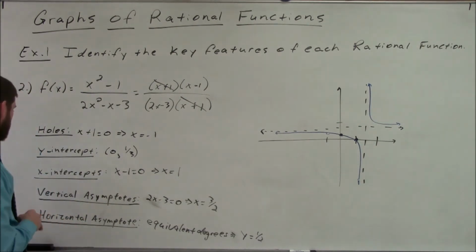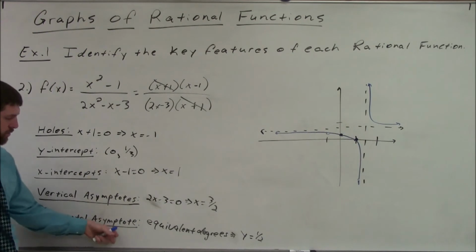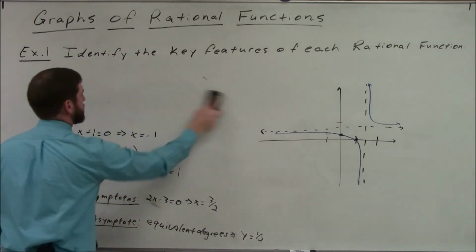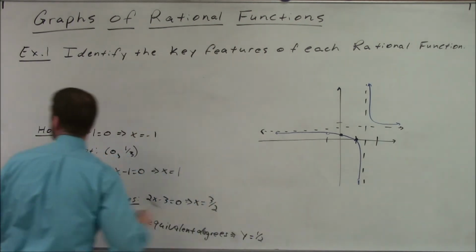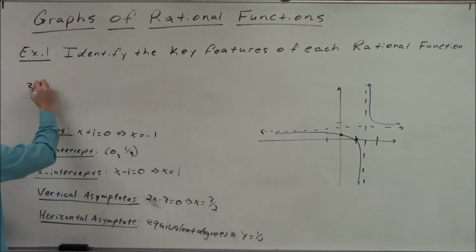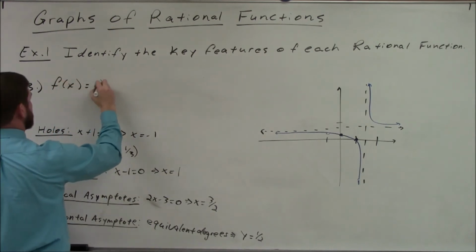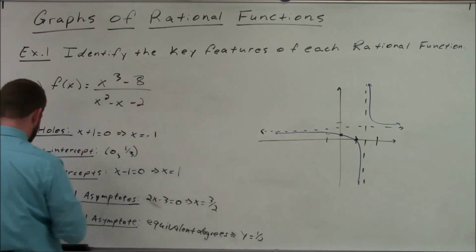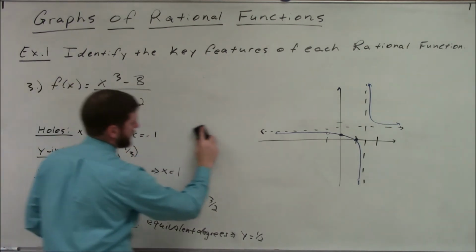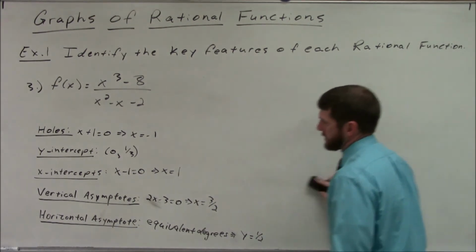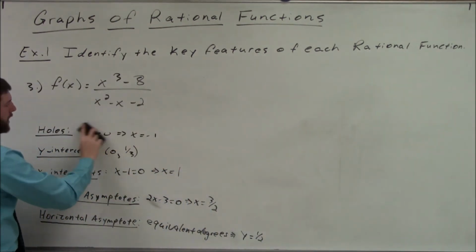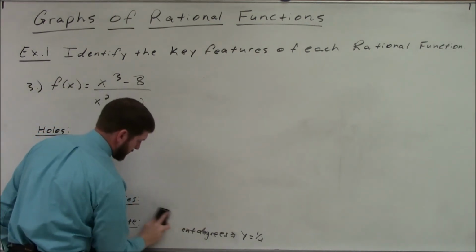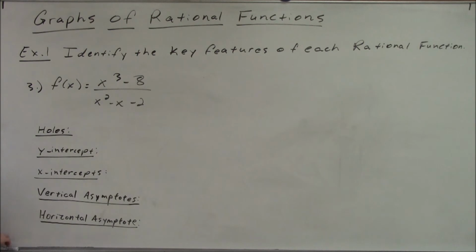Now I got one more that I want y'all to look at, and it's one where the horizontal asymptote is going to be a little different from what we've done. So let's put that one up here, and we'll go through it together. For the third one, f of x equals x cubed minus 8 over x squared minus x minus 2. We'll go real quickly through this one because it's got special x-intercepts, and the asymptote is a little bit different. So let's check it out.